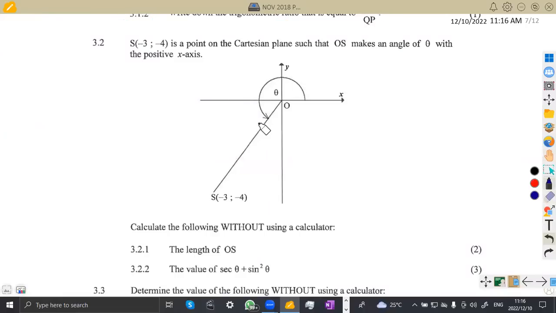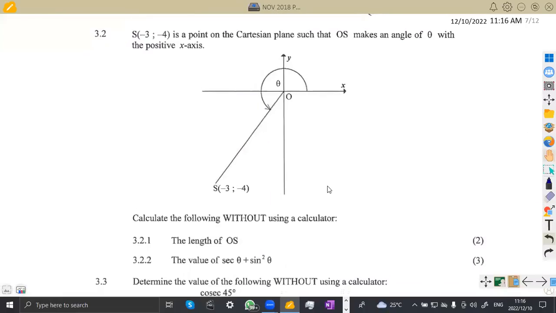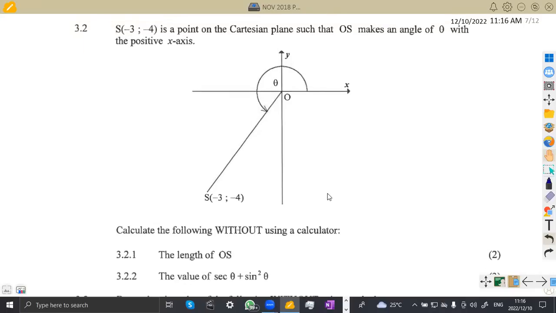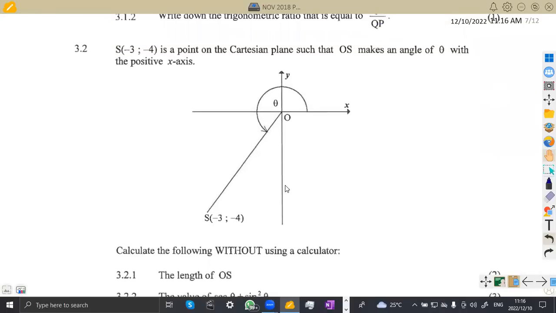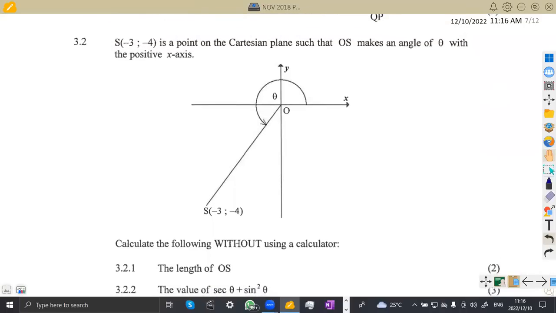On 3.2, we are given that S is a point which is (-3, -4). That is a point on the Cartesian plane such that OS makes an angle of theta with the positive x-axis. So this is the theta here. What does it mean? It simply means that we can have something like this. It's actually a triangle that you can formulate from this part here. We've got x, which is -3, and y, which is -4.